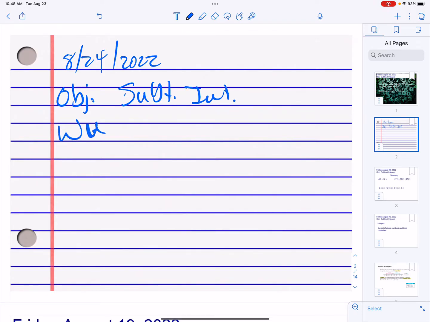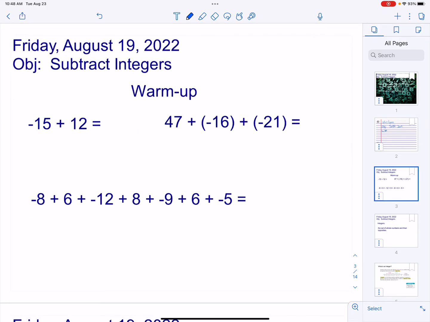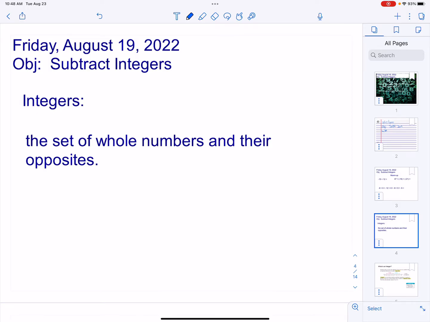Now we'll come back and do the warm-up in just a few minutes. We'll do one question off the warm-up, but during these videos I'm not going to be doing the warm-up. So you'll answer this warm-up, and then we're going to move into our lesson. Okay, so on this lesson, we've got to remember that integers are the set of whole numbers and their opposites.